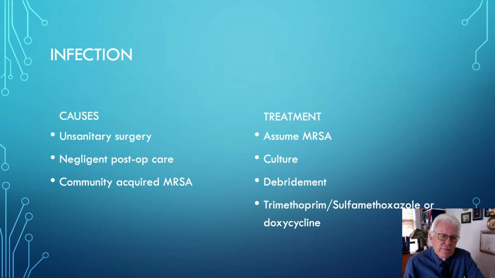If MRSA, methicillin-resistant Staphylococcus aureus, is the cause, it almost always is community acquired. In treating infection, we have to first of all assume that the agent is MRSA. We should obtain a culture immediately, and thorough wound cleaning and debridement is very important to resolve the infection. Until culture results are obtained, the patient should be begun on empiric trimethoprim sulfamethoxazole or doxycycline.